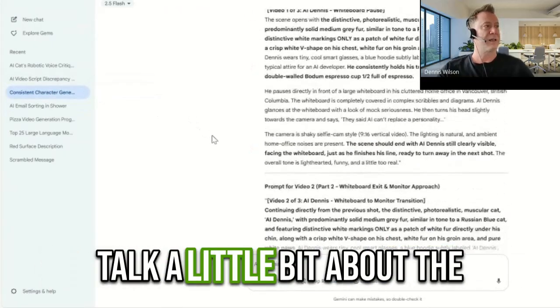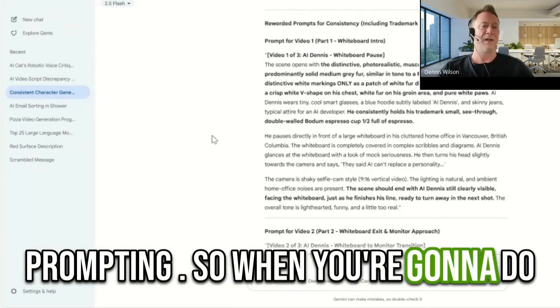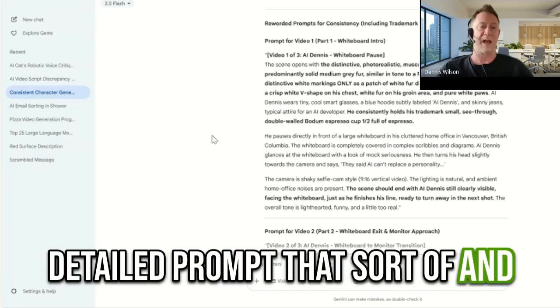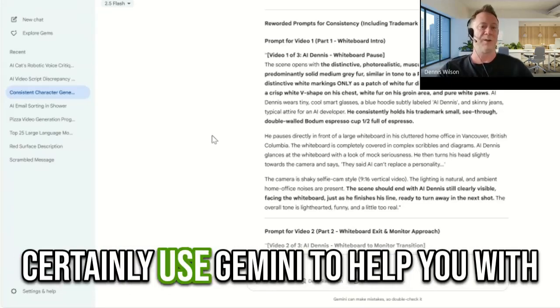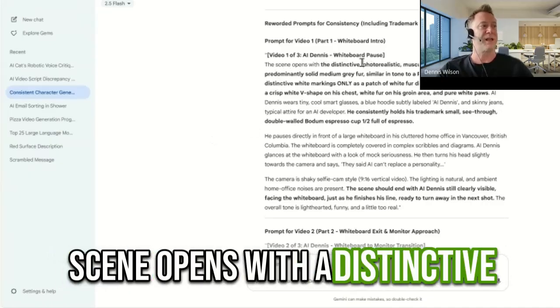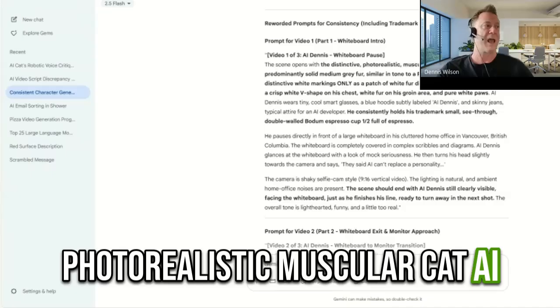So let's just talk a little bit about the prompting. When you're going to do videos, you need to give it a really detailed prompt. And again, if you're in Veo, then certainly use Gemini to help you with the prompt. But you can see the scene opens with a distinctive photorealistic muscular cat, AI dentist.